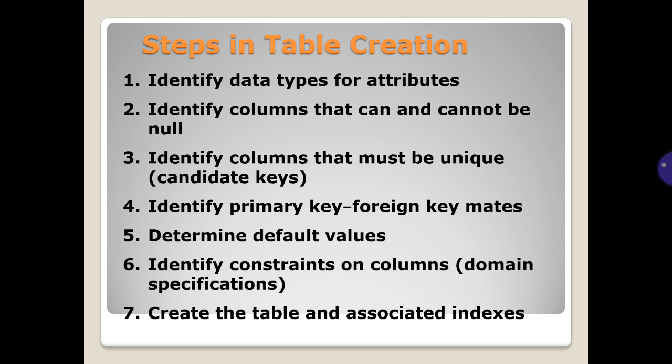Steps in table creation. Number 1, identify data types for attributes. Number 2, identify columns that can and cannot be null. Number 3, identify columns that must be unique or candidate keys. Number 4, identify primary key, foreign key mates. Number 5, determine default values. Number 6, identify constraints on columns or domain specifications. And finally, number 7, create the table and associated indexes.